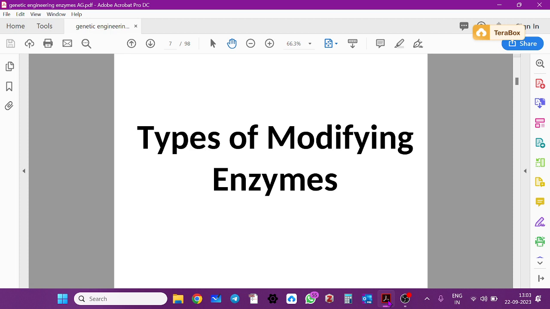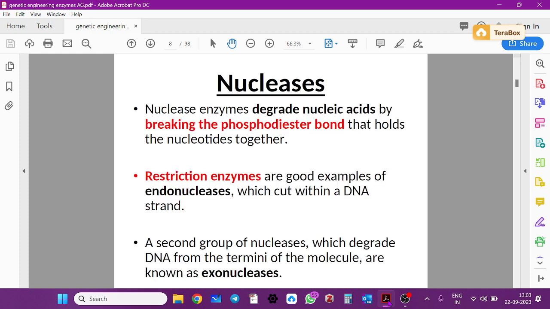Now, let us consider what these cutting and pasting enzymes are, and you have some enzymes to modify. Just by cutting, you need to do some modifications. Just cutting and pasting is not enough. You need modifications which need to be performed. And what are these modifications? First, let us talk about modifying enzymes.